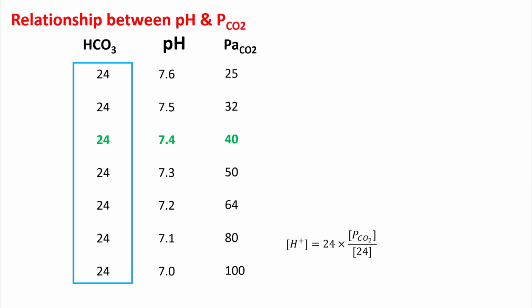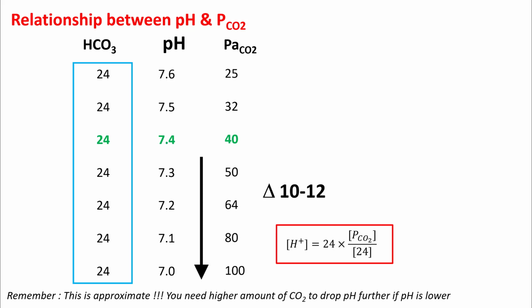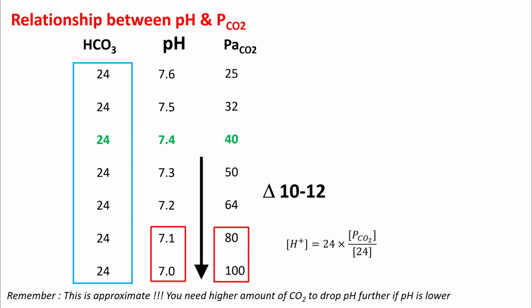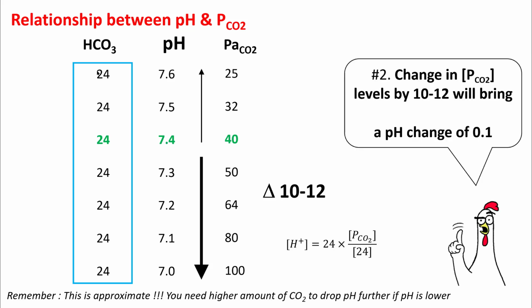The changes in pH will correspond to these changes in PaCO2 according to the equation that we just learned. So you can see that there is a 10 to 12 rise in PaCO2 with every 0.1 fall in pH. Though this is approximate, as you get nearer to a pH of 7.0, you need a higher amount of CO2 to drop your pH further because we are talking about a logarithmic scale. Therefore, an increase in PCO2 by 10 to 12 will bring a pH down by 0.1 and vice versa.